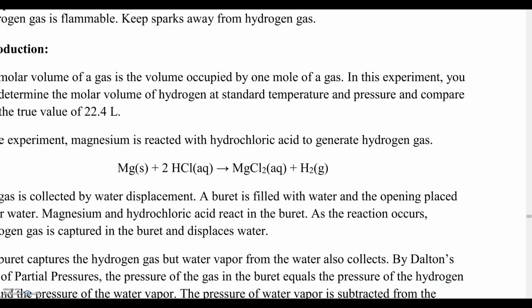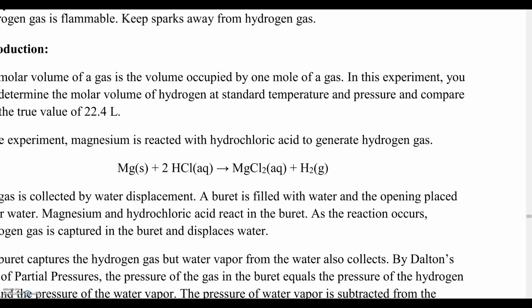We're going to be using magnesium and we're going to react it with hydrochloric acid. In doing so, we're going to form hydrogen gas as a product. And so what we are going to do is use a eudiometer. Now in the procedure in the lab it talks about using the burette, but we actually have a eudiometer that I use in this experiment.